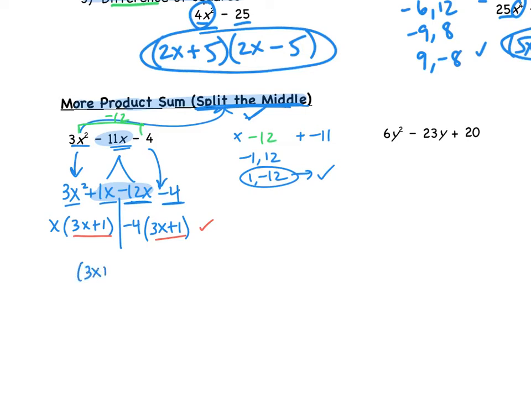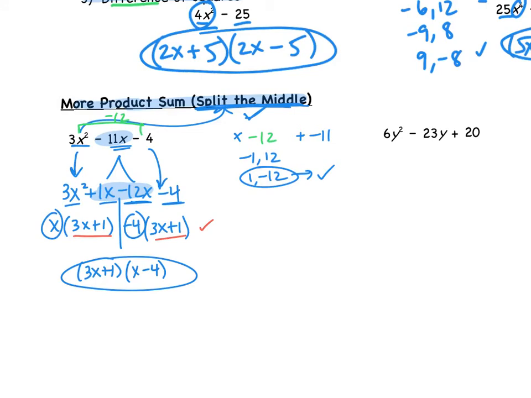My first factor is 3x plus 1. It's the stuff that is repeated. And then the terms outside make up my second factor. So this is my final answer.